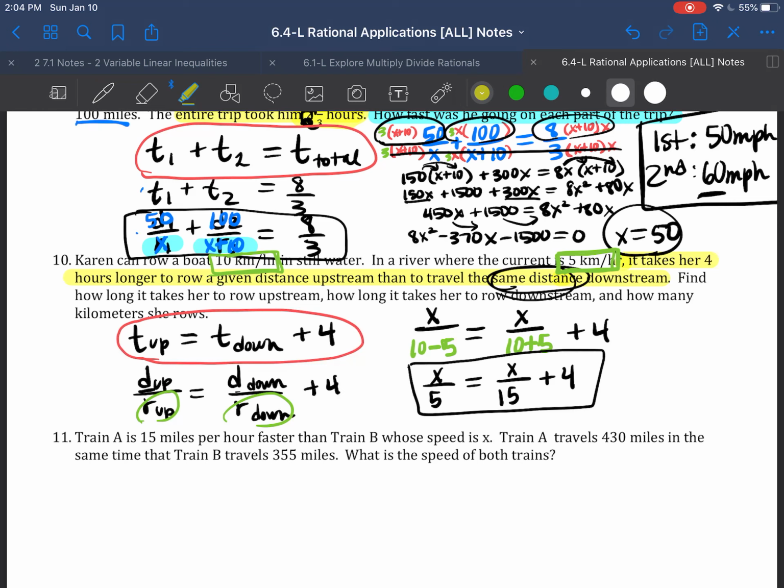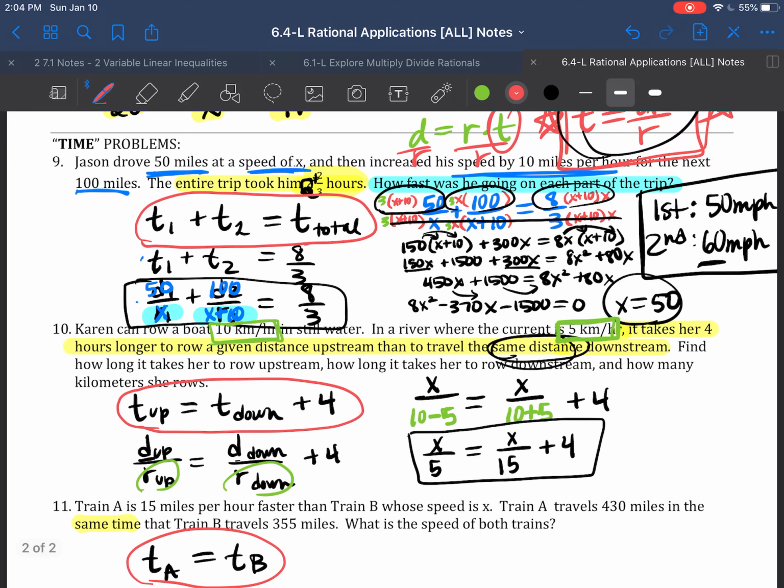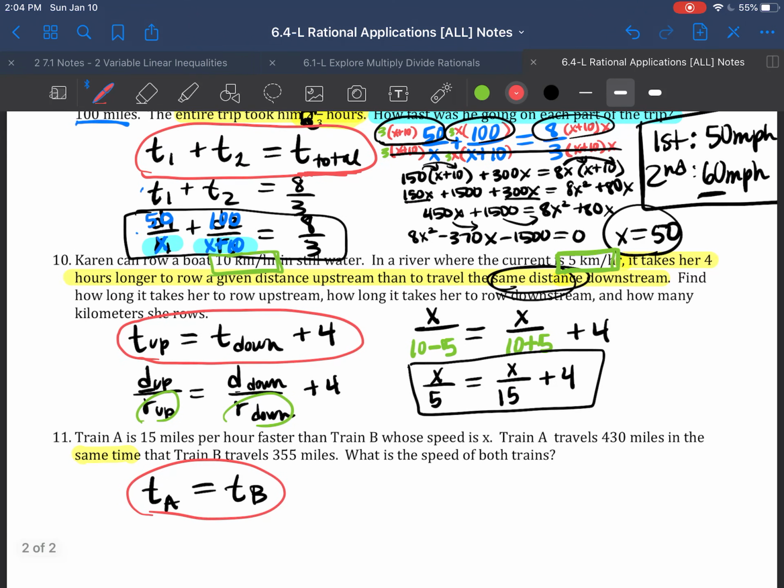And so this time the sentence about the time comes right here where it says same time. Train A travels 430 miles in the same time that train B travels 355 miles. So this time we're going to have time A equals time B. In question 9, they gave me a total time, so time 1 plus time 2 equals the total. In question 10, they gave me a comparison, saying the time upstream was 4 more hours than the time downstream. And in number 11, our sentence says it's the same time. That's why they're set equal to each other.